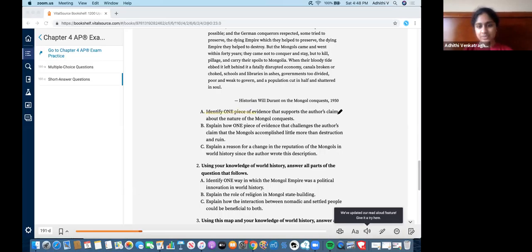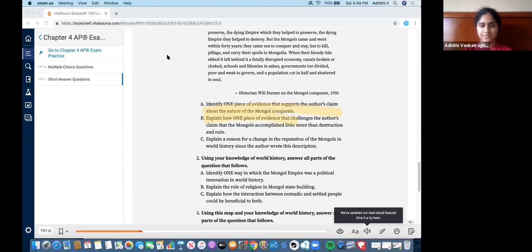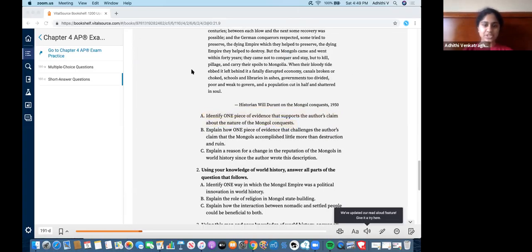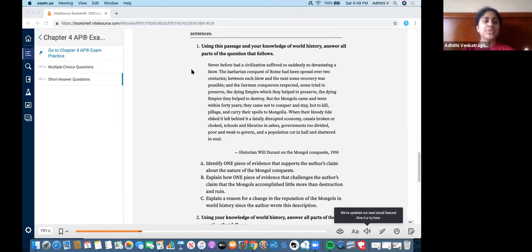Says, identify one piece of evidence that supports the author's claim about the nature of Mongol conquests. So you can go ahead, post what your belief is in the chat. You can even just tell me the line number, say that it was first line, second line, third line, whichever. But post in the chat, post it in the Q&A, raise your hand and tell me which one you would answer.